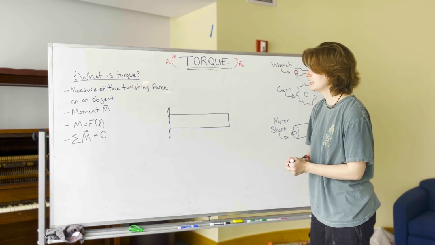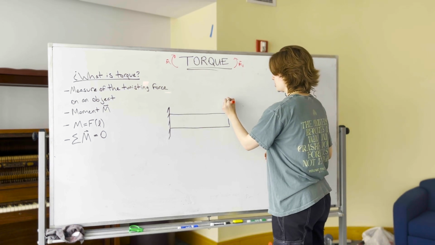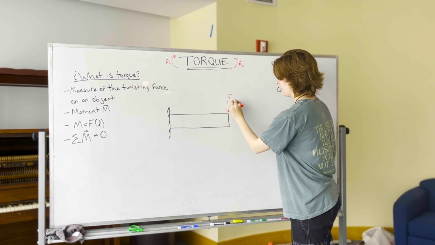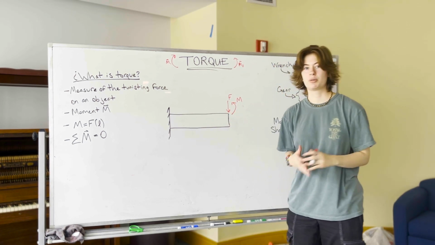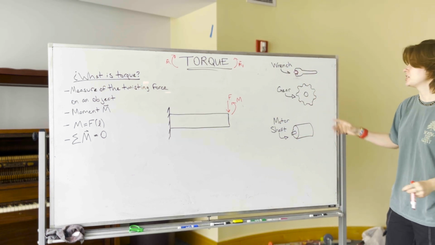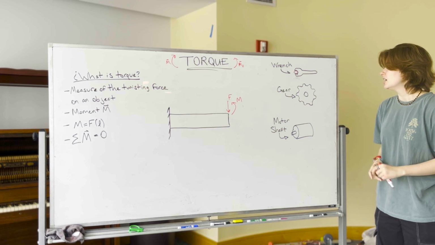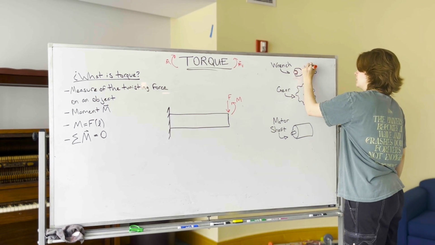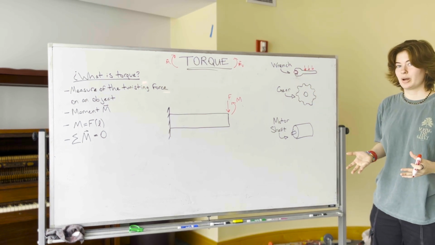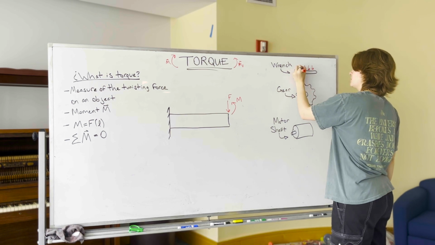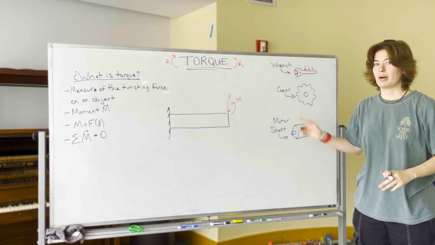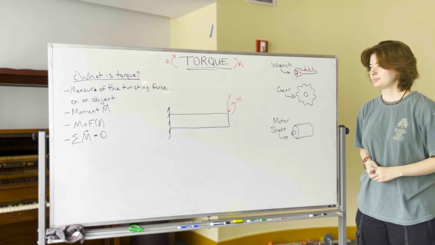For this beam right here, a force may be acting down onto a point, and the moment would be acting about that point, causing a rotational force. Looking at some examples over here, such as a wrench, a gear, and a motor shaft, you can see that there are forces acting down along here. But a cleaner way of conveying this in any free body diagram would just be to add a moment or a force about the point that you're rotating.